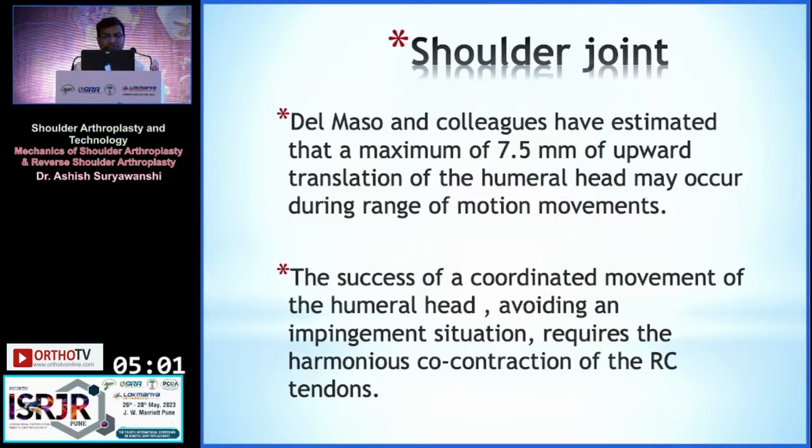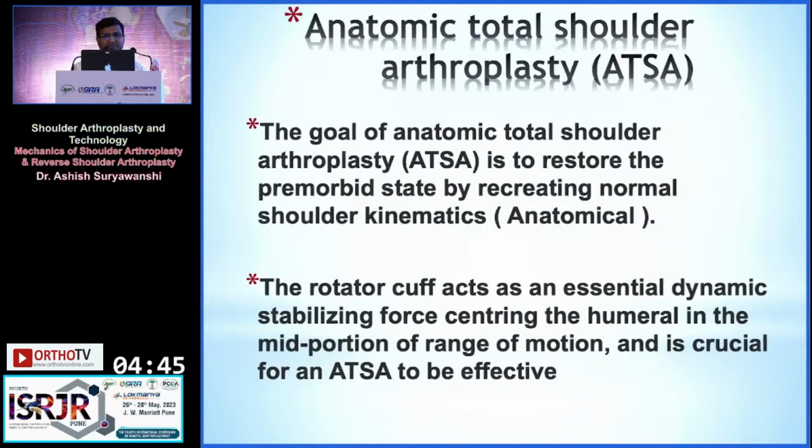We all know that the shoulder joint depends on the rotator cuff to perform all the functions. So this is one of the papers which shows a maximum of 7.5 mm of upward translation of the humeral head may occur during range of movement of the shoulder. So it requires coordinated movements, requiring all the rotator cuff muscles to act in a similar way.